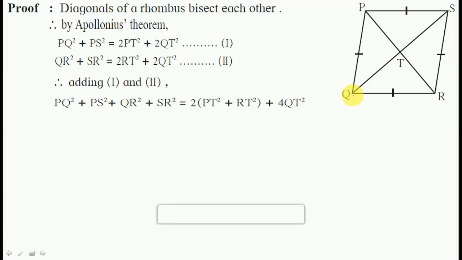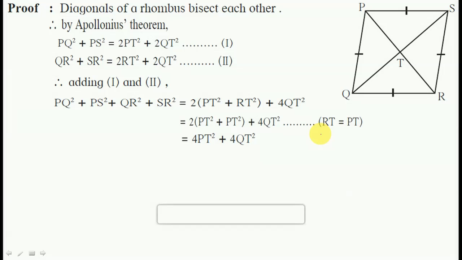After that, we can write RT as PT, because RT and PT are divided by point T, which is the midpoint of PR. Therefore, RT equal to PT. So we write 2PT square plus 2PT square plus 4QT square, which is 4PT square plus 4QT square.